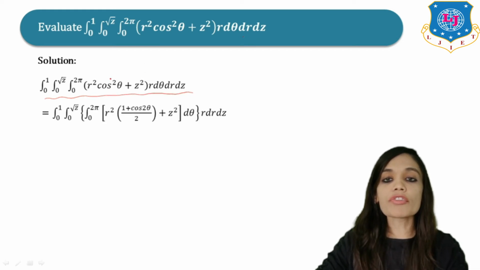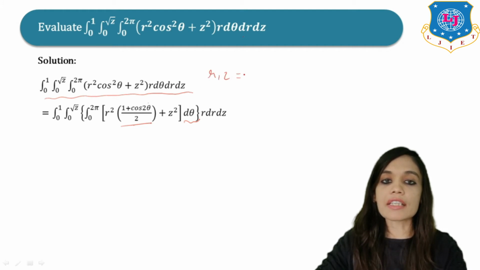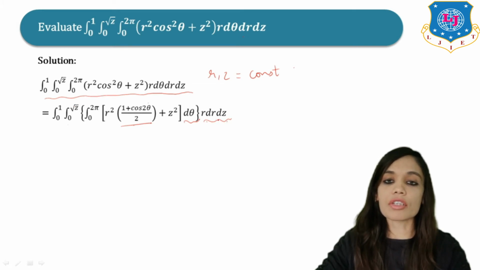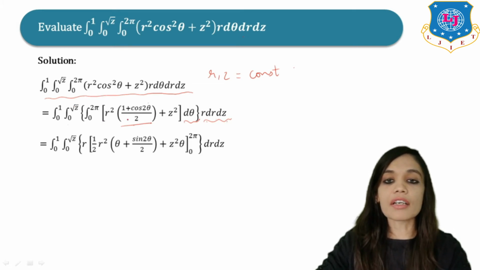So firstly, what we will do, we will assume cos square theta is (1 plus cos 2 theta) upon 2. Okay, and then we will integrate this firstly with respect to what? Theta, right? So what will we keep constant? r and z are constant, right? So the integration 0 to 1, 0 to square root z, r dr dz will remain as constant.